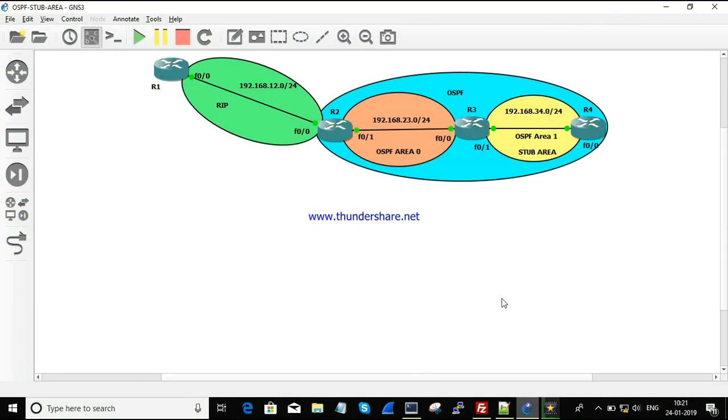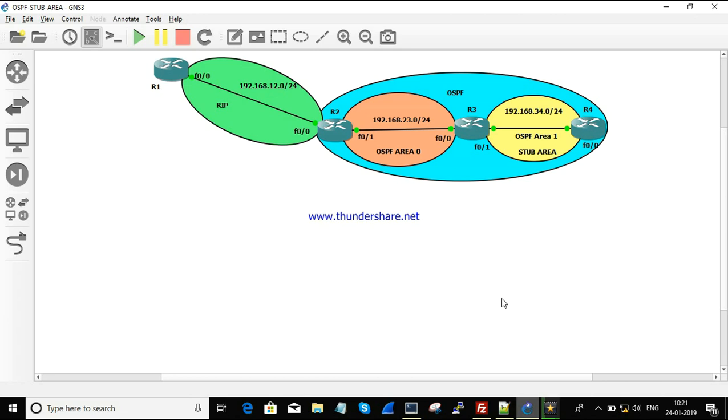Hello everyone. Here today in this session we are going to see about OSPF stub. How to configure OSPF stub, that's what we are going to see about in this session. And this is our topology we are going to look into.